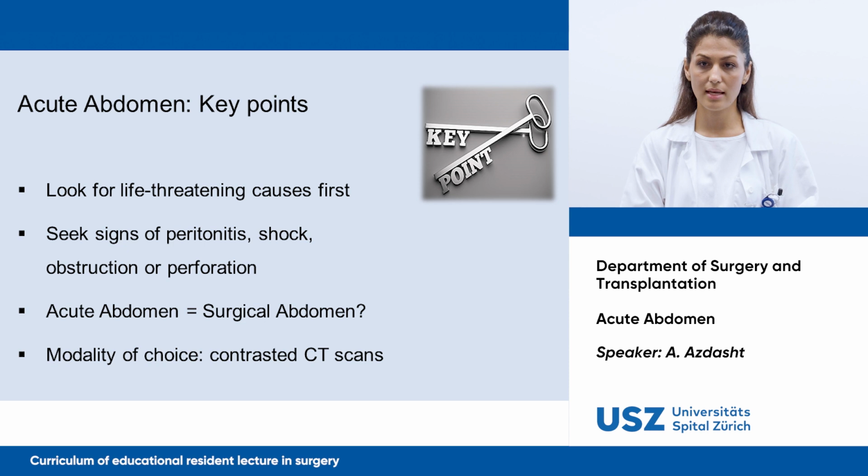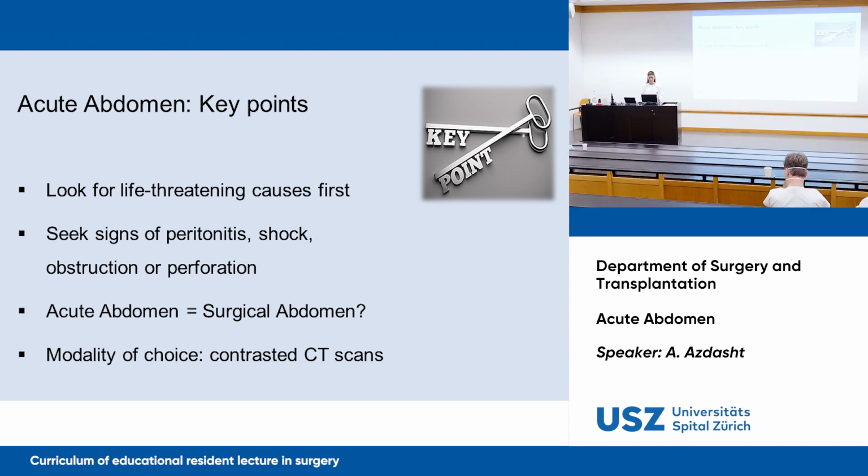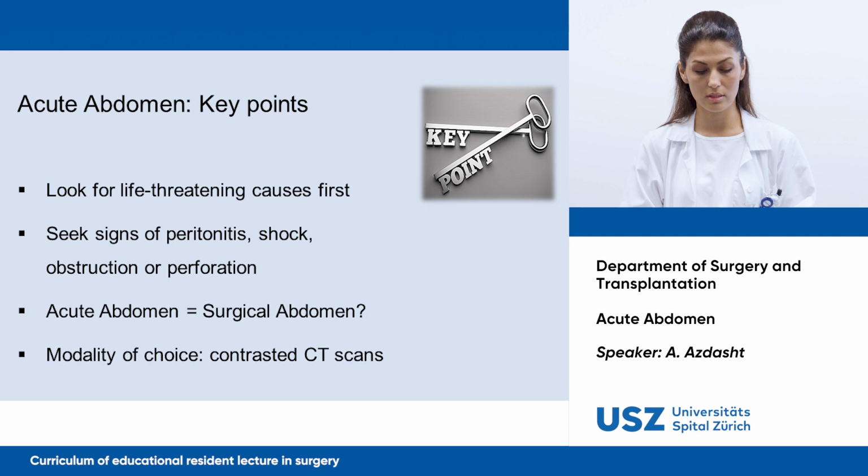Then you have to decide whether the acute abdomen is an acute abdomen, so can we help with surgery? And in order to find that out, the most efficient way is to use a CT scan, a contrasted CT scan. And there are different ways of contrast. So I'm very happy that Dr. Höttger is here from radiology to discuss with us the indications for the different contrasts.